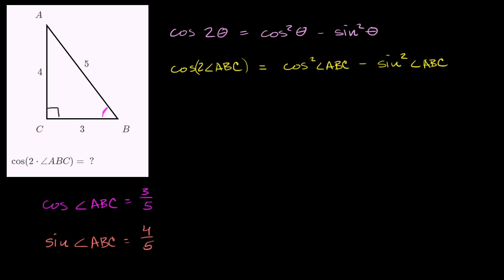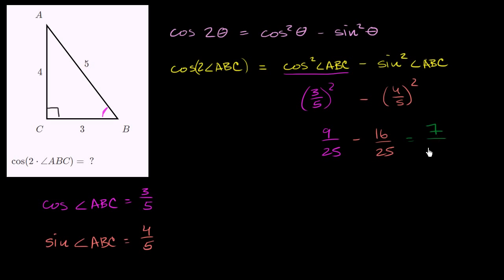This thing right over here is just going to be equal to 3/5 squared. Cosine of angle ABC is 3/5, so we're going to square it. And this right over here is just 4/5 squared, so it's minus 4/5 squared. And so this simplifies to 9 over 25 minus 16 over 25, which is equal to 7 over 25. Sorry, it's negative. Got to be careful there. 16 is larger than 9.